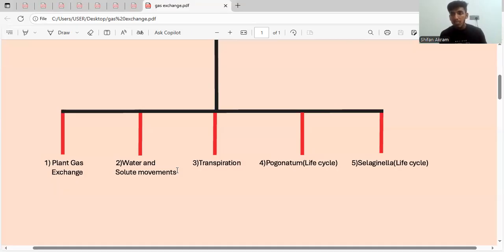We might get one of these areas in our exam, but let's go through both of them and revisit everything we studied in the life cycle. So let's get started with gas exchange.